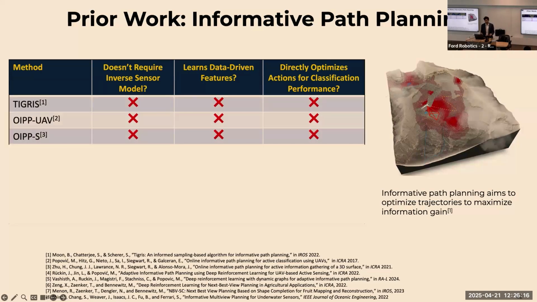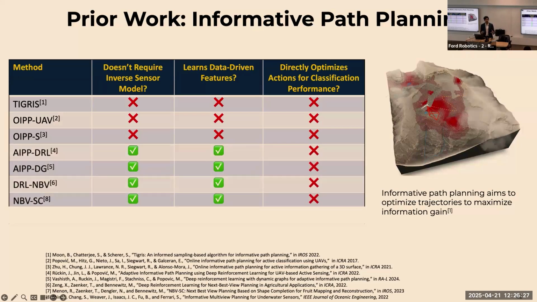So a lot of these classical methods don't learn data-driven features, and they actually optimize for something called information gain rather than directly optimizing for classification accuracy. More recent methods exploit reinforcement learning and also deep learning, and so they don't require explicit specification of the sensor model, and they can learn data-driven features.